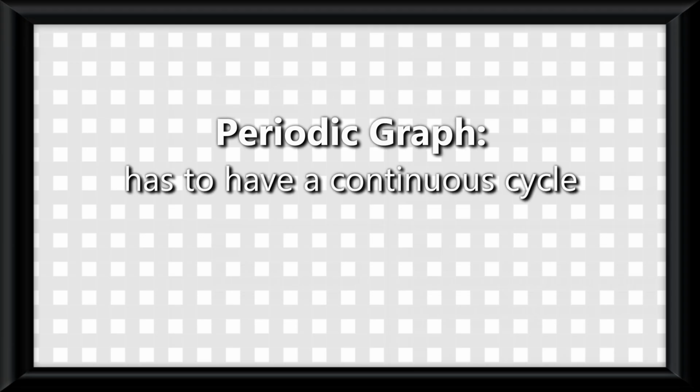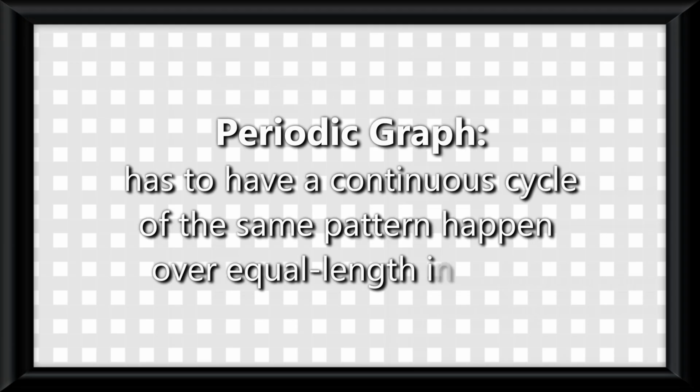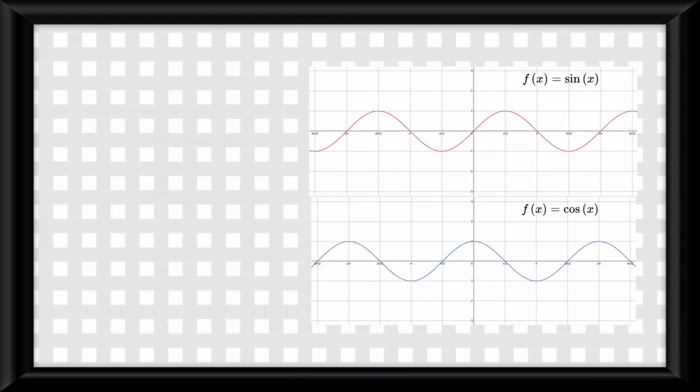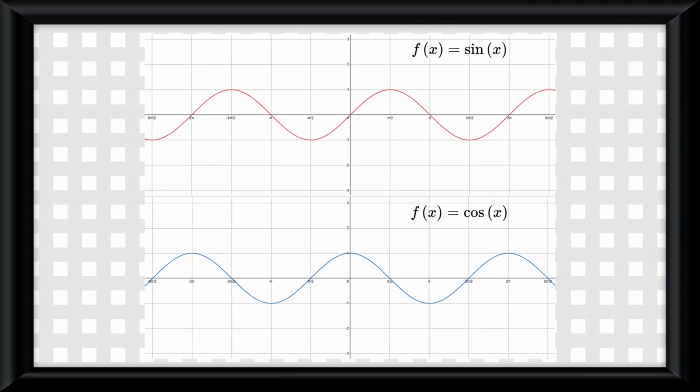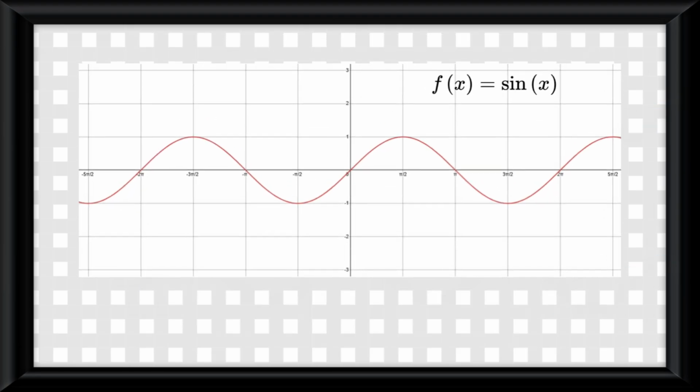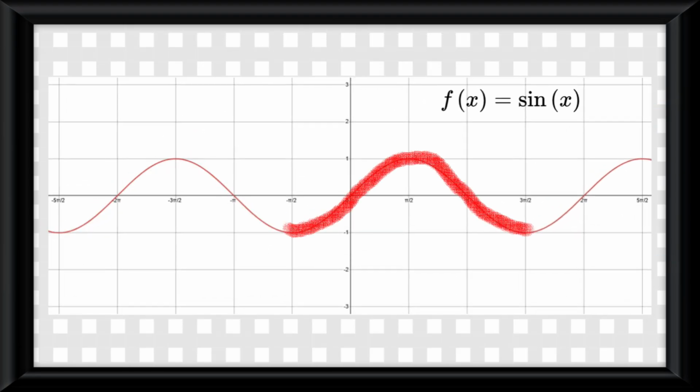So for a graph to be periodic, it has to have a continuous cycle of the same pattern happen over and over equal length intervals. This unit's staple is sine and cosine graphs, which are by all accounts periodic graphs because they continue going up and down all the way to positive and negative infinity. This means the graphs are continuously repeating a cycle of the same pattern.